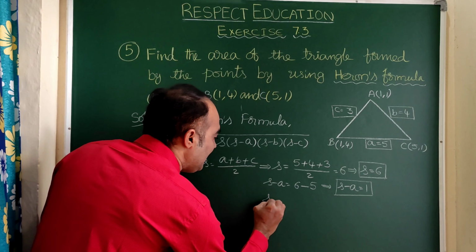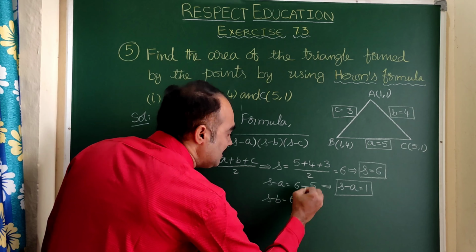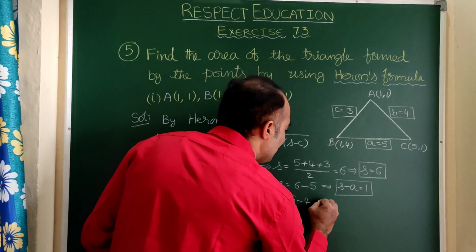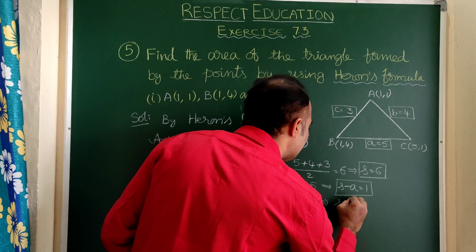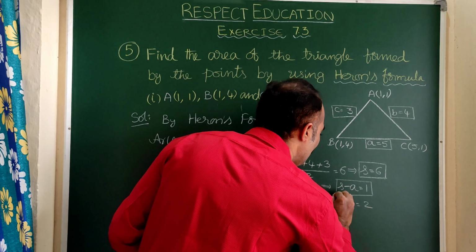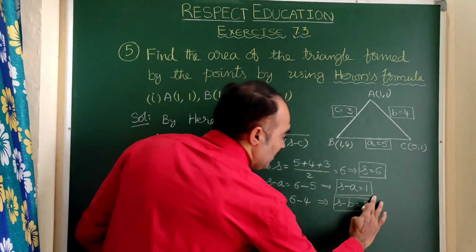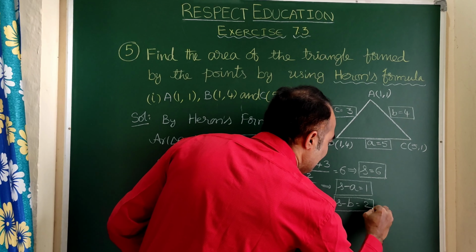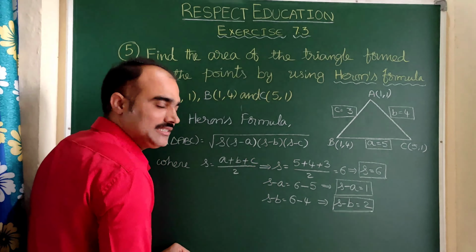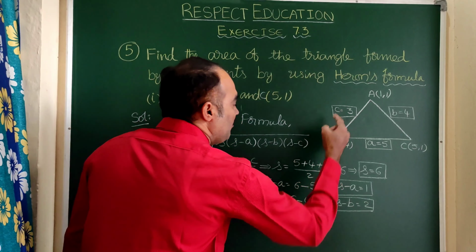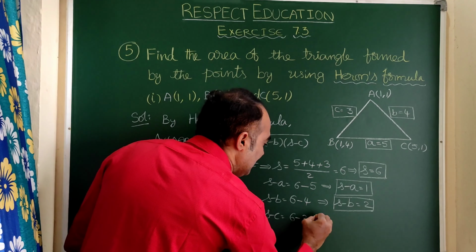Now, let us find S minus B. Here S is 6, B is 4, 6 minus 4 is 2. So, here S minus B is 2. So, we got the S minus B value also. Now, let us find the third value, that is S minus C. So, S minus C is equal to S is 6 minus C is 3. So, here S minus C is 6 minus 3, which is 3.